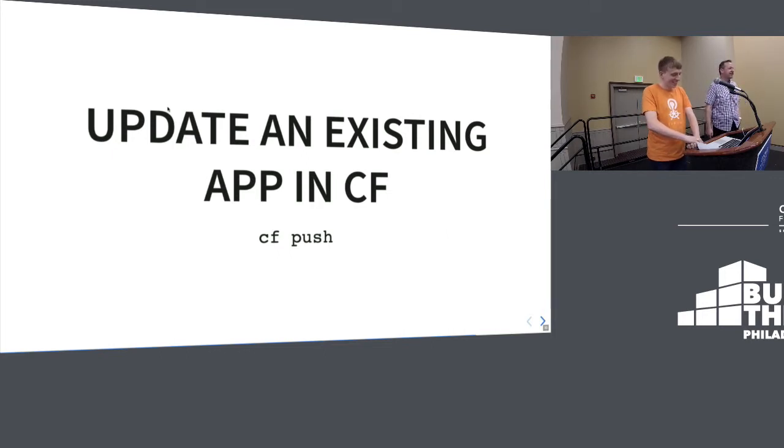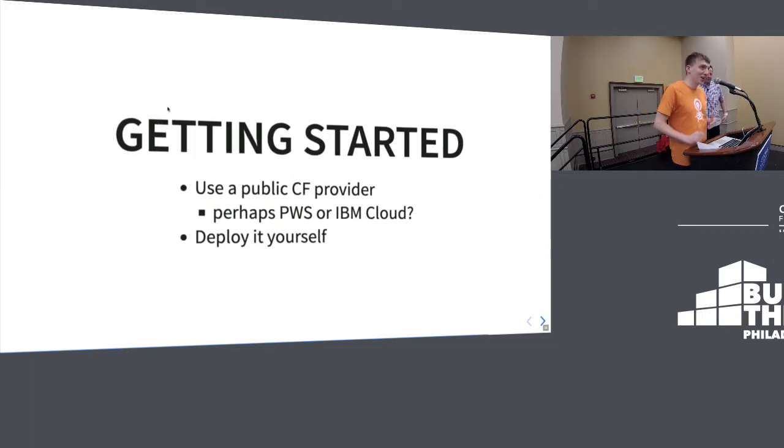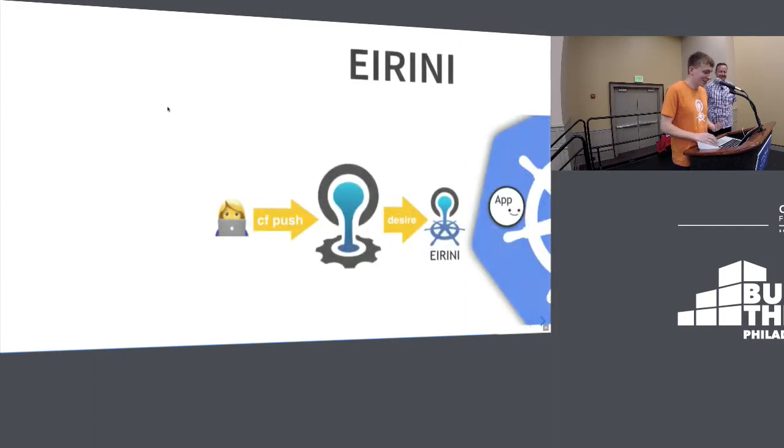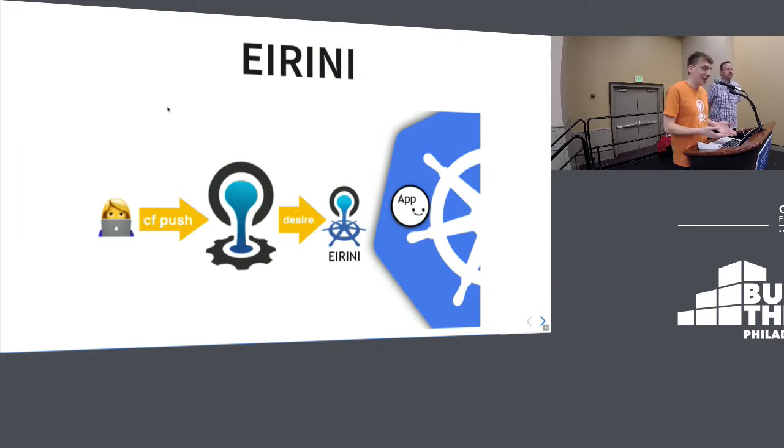Obviously, right? CF push, nothing else needs to be done in Cloud Foundry to update your application. You just push your code again. Yeah, so I hope now you really want to start using Cloud Foundry, and you can use public providers such as SAP, IBM Cloud, or maybe something else. And if you have a Kubernetes cluster, you can even deploy it yourself. It will take 30 seconds. Yeah, you'll find out. And what you get is you just do CF push, and then Eirini does magic. And as a result, you have an application in Kubernetes, which almost looks the same as I showed on the first slide, almost, because we haven't finished the project yet. So there are some missing parts, but yeah, very, very close.